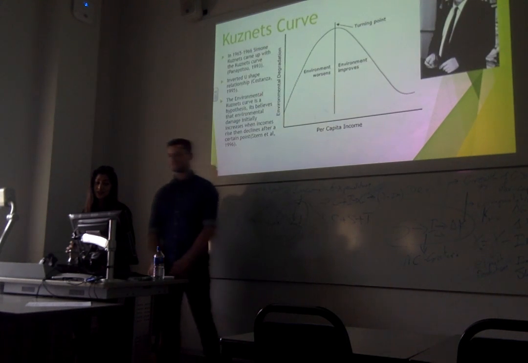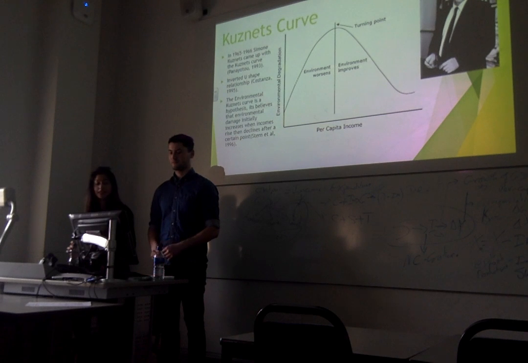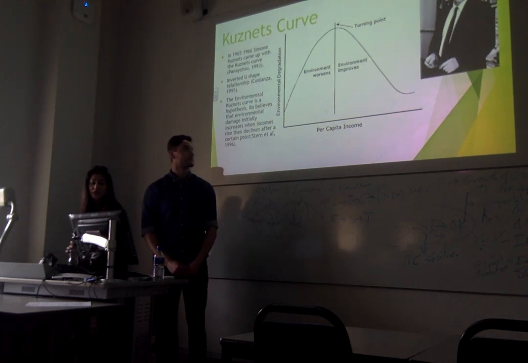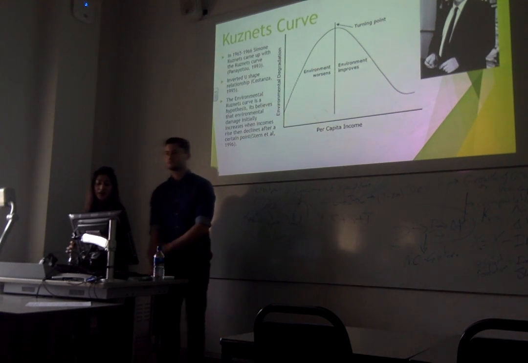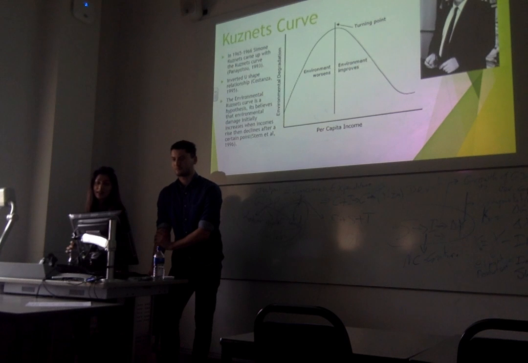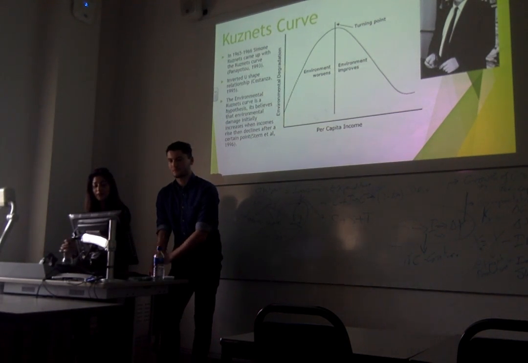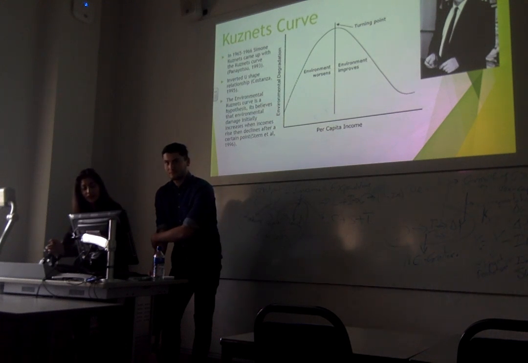The Kuznets curve. In 1965 and 1966, Simon Kuznets came up with the Kuznets curve. The graph shows an inverted U-shaped relationship, and it is a hypothesis that environmental damage initially increases when income rises, but then declines after a certain point.